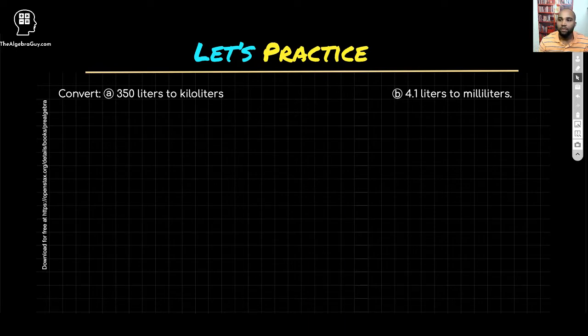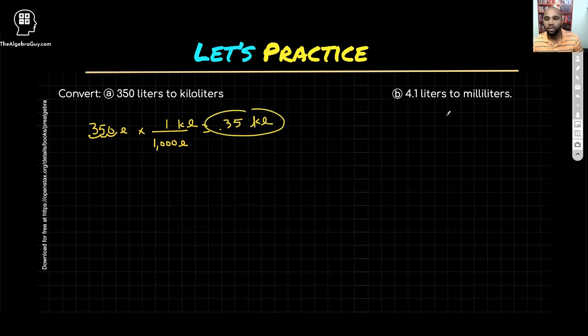All right, now let's convert. I'm going to use a different color, just tired of that color. 350 liters to kiloliters. So there's 1,000 liters in 1 kiloliter. Again, I'm going to divide this by 1,000. Moving the decimal 1, 2, 3 places gives us 0.35 kiloliters. I want to make sure I write that.